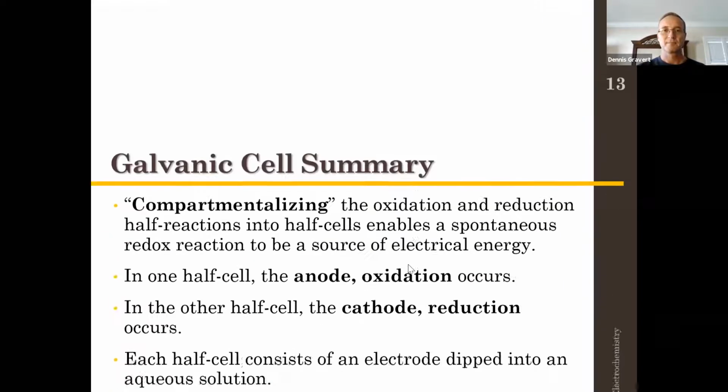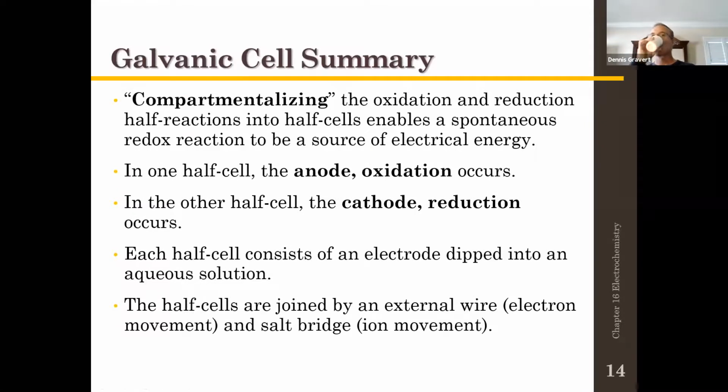Okay, little summary here. Let's see, what does it say? Compartmentalizing the oxidation and reduction half reactions in the half cells enables a spontaneous redox reaction to be a source of electrical energy. Fancy talk. You have your anode oxidation reaction on one side and the cathode reduction reaction on the other side, and by separating them, compartmentalizing, now the electrons must flow from one to the other. Then we have the salt bridge to complete the circuit. And you have an electrical circuit, and now you can harness the electrical energy to do work, electrical work.